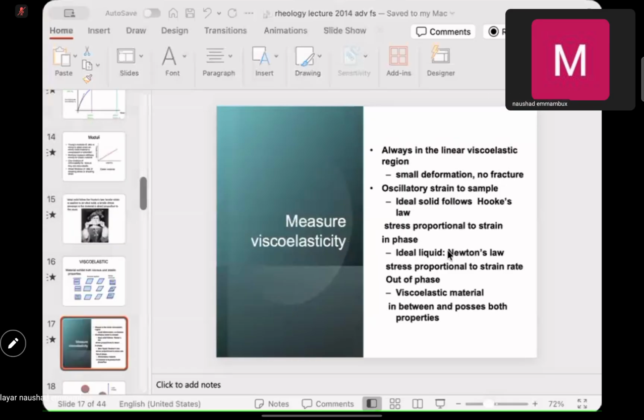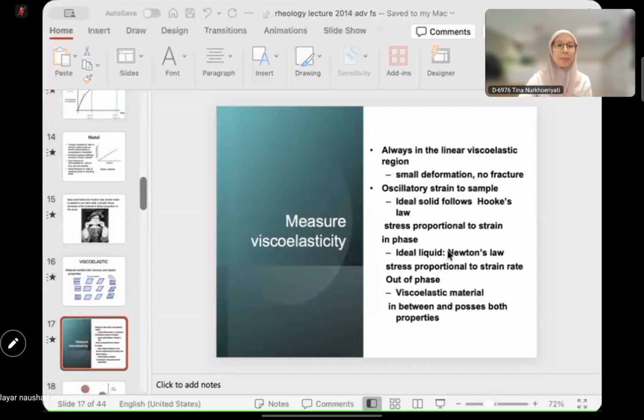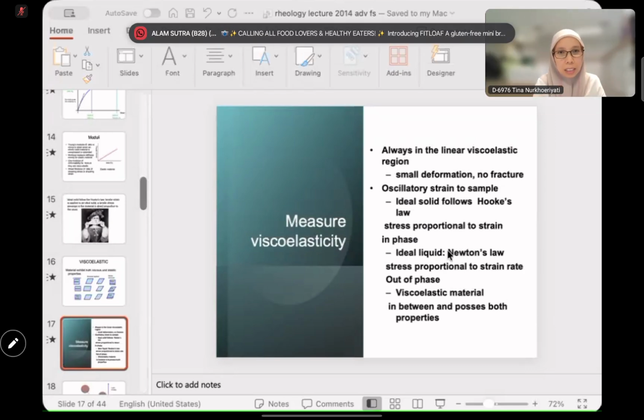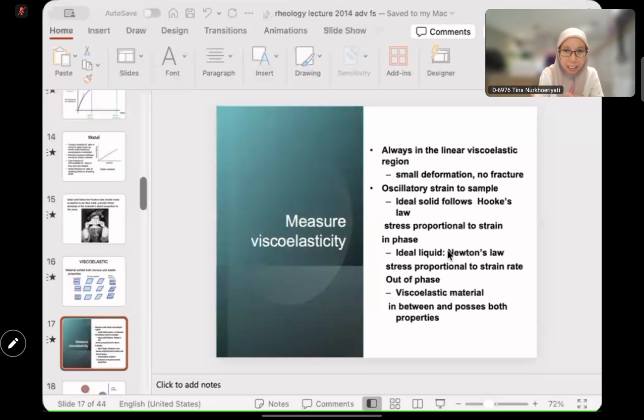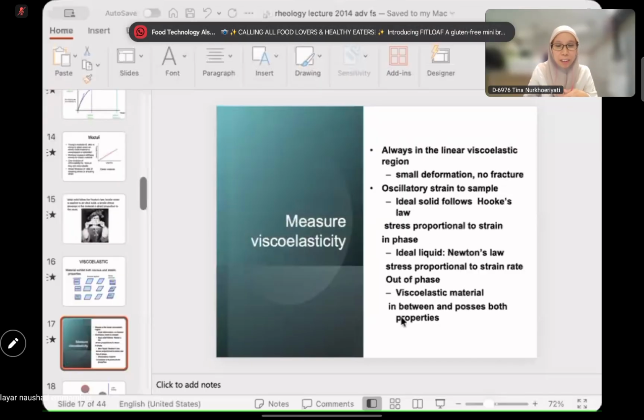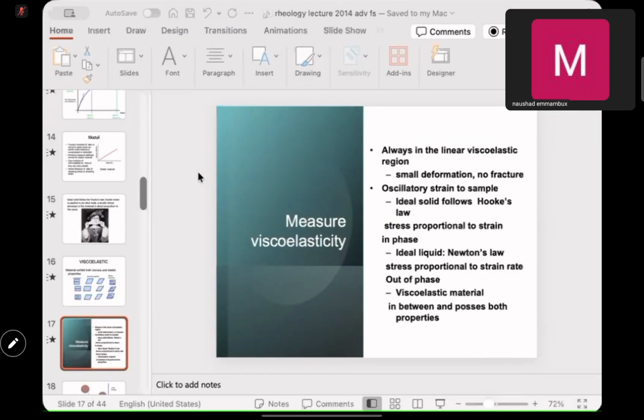Hello, Dr. Tina. Should we carry on? Yes. Do you think we should carry on, or have a discussion and maybe do a second lecture on the measurement of viscoelasticity? What do you think, Dr. Tina? Is it not going to be too much for the students? It's up to you. I think most of the students already studied food rheology, so the material is okay for them. Okay, all right.